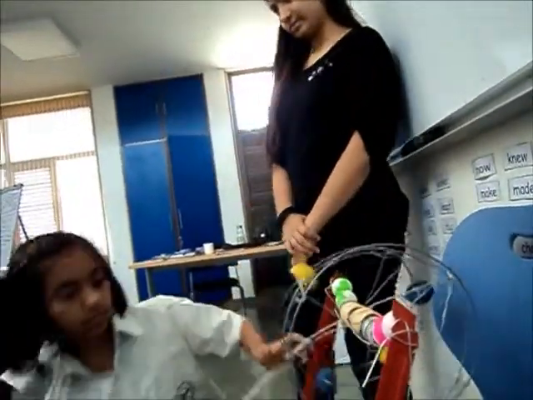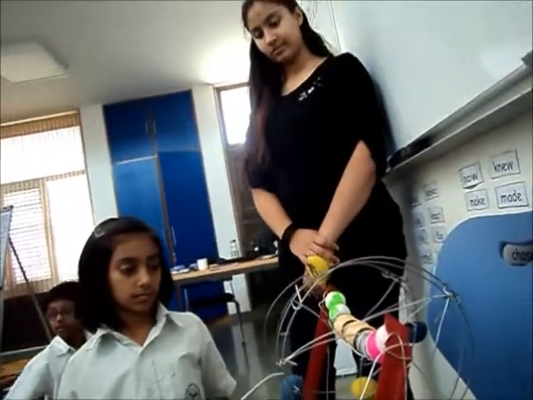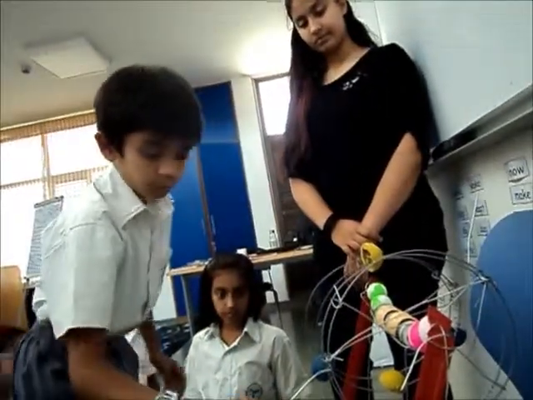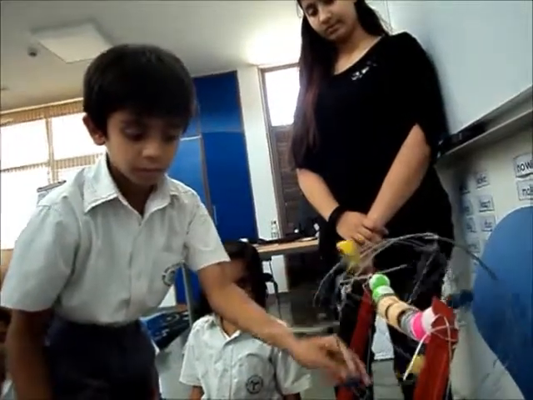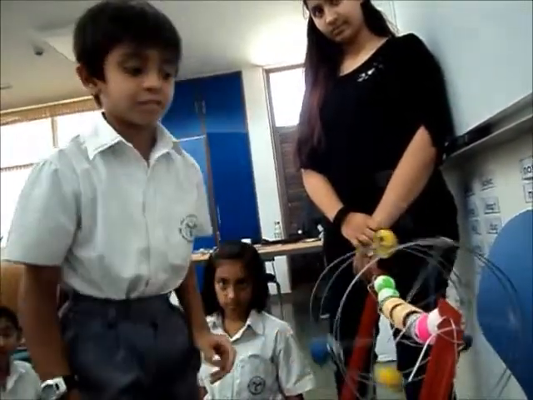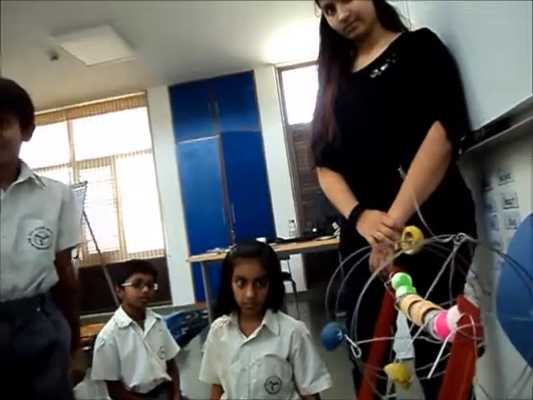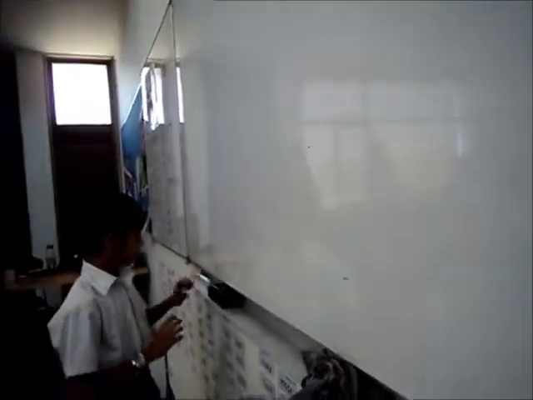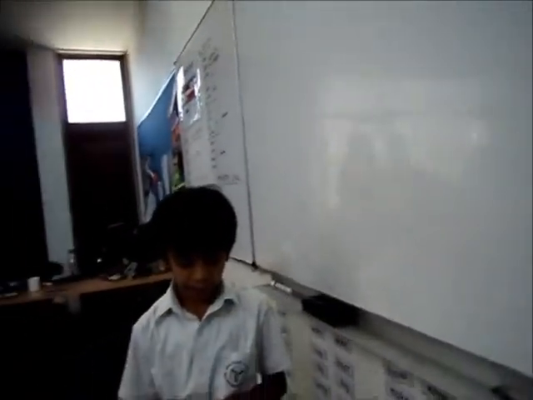A gear. Where's the gear? Come and show. Ah, two gears. Now we haven't done gears yet. Well done. Aman, explain what a gear is, with a whiteboard marker. A gear is a thing.